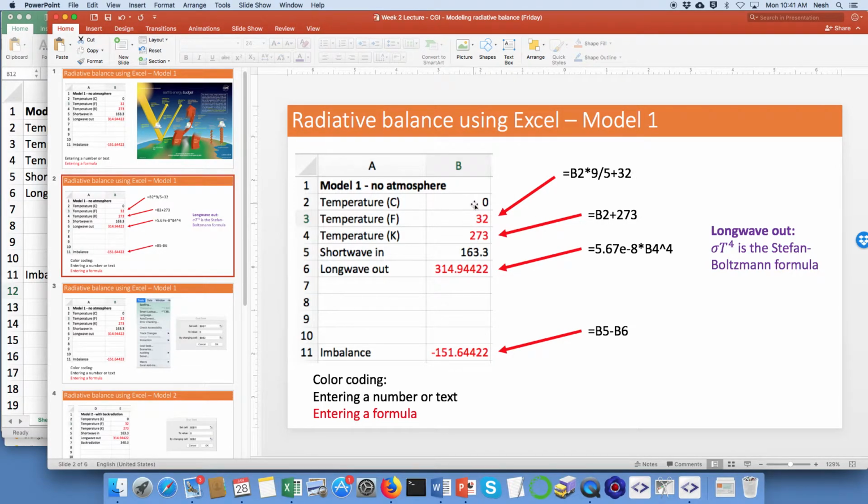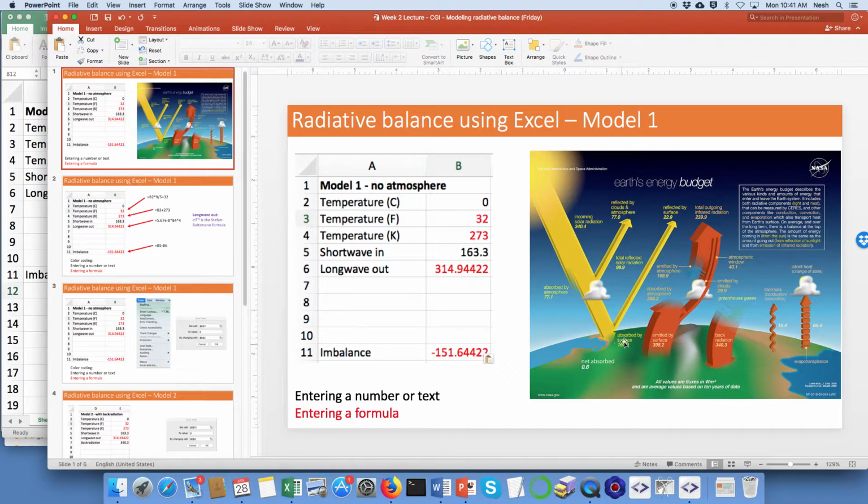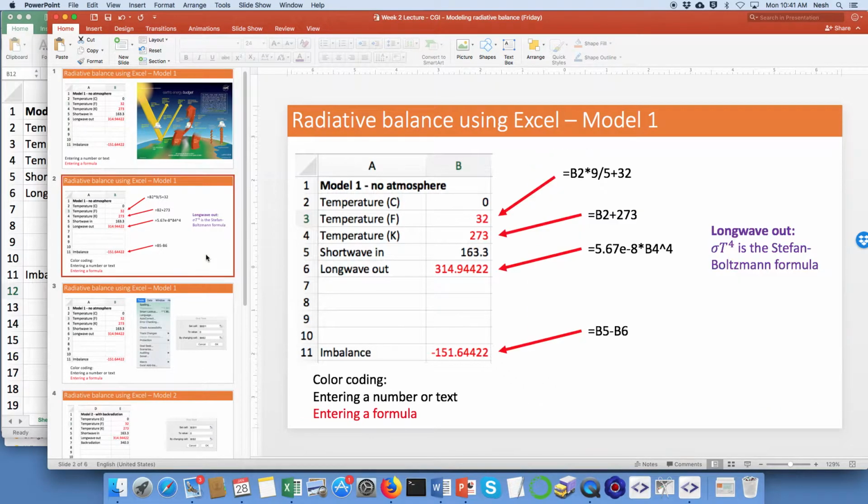To get from the temperature in Celsius to the temperature in Kelvin, you just add 273 to whatever value is in, as you can see in that B2 cell. That's what that syntax means. The shortwave in we've just entered as 163.3, because that's that number.